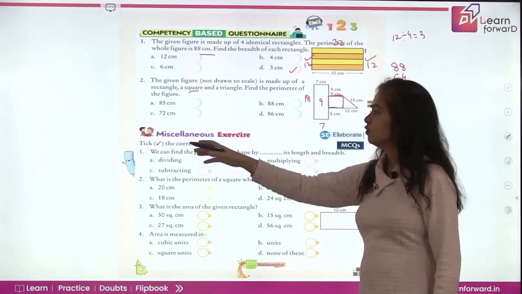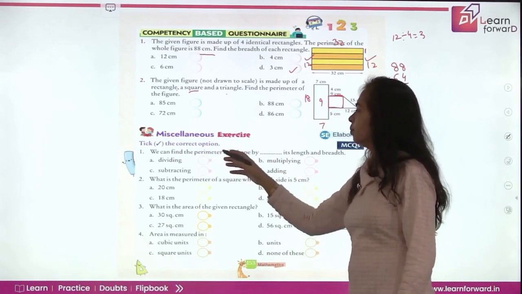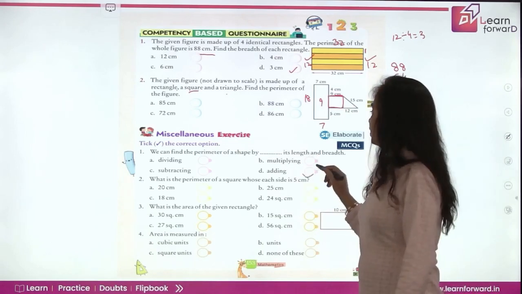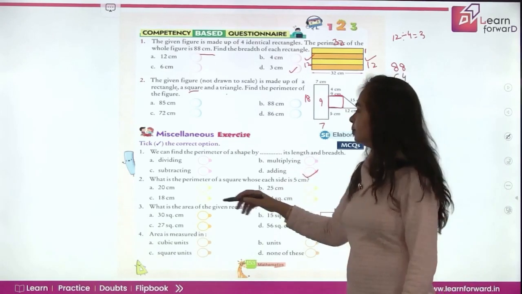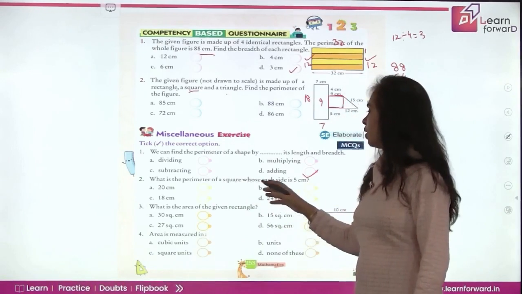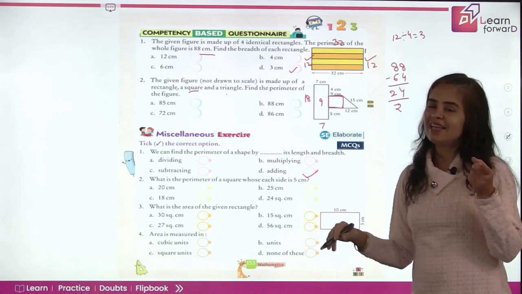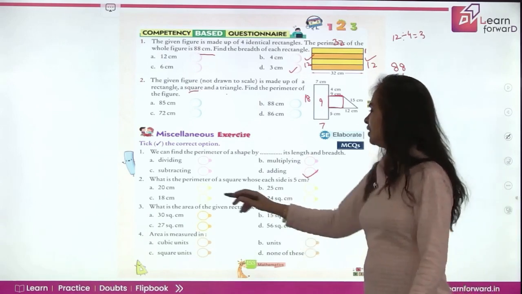Miscellaneous exercise for you. Tick the correct option. We can find the perimeter of a shape by adding its length and breadth. What is the perimeter of a square whose each side is 5? I told you a quick way. Yes, 4 times 5 is 20 centimeters.